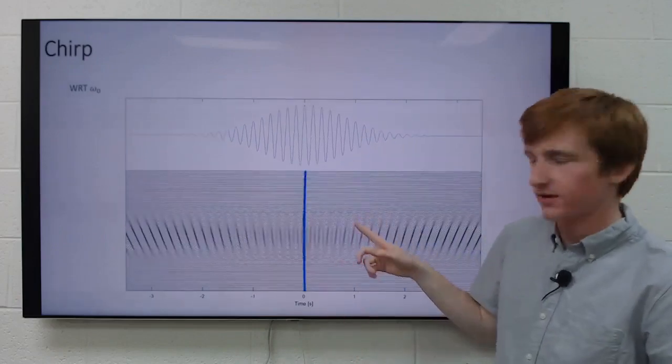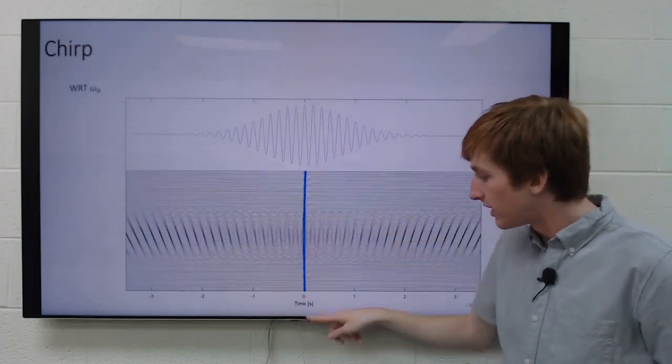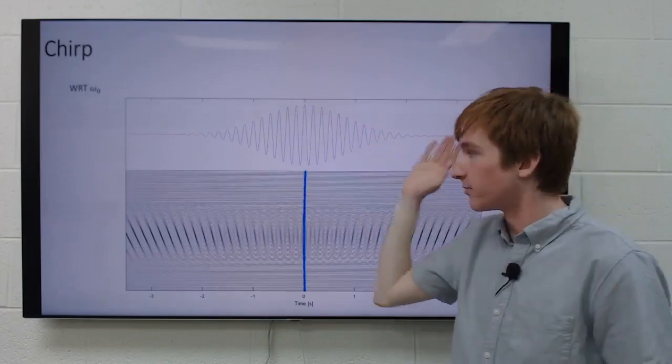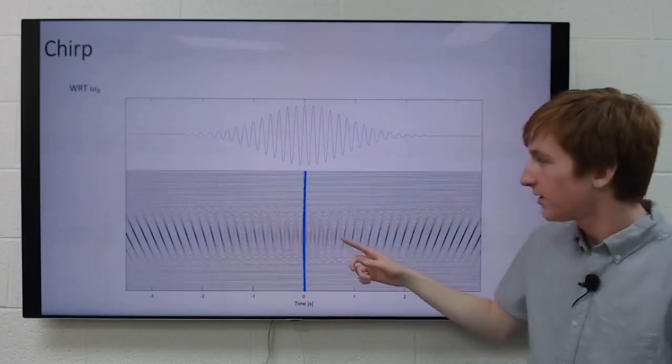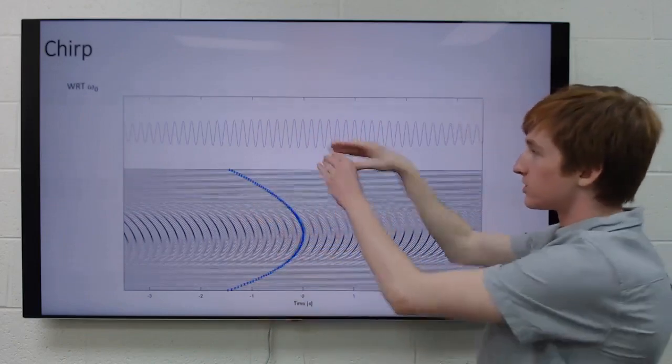I'm aware it's a little blurry on the camera, but here we have a transform limited pulse. You can see all the waves are aligning at time 0, and you add up to a constructive interference, and you get a huge spike, and you have your pulse. Now when we apply chirp, you get this, and notice how it stretches in time.